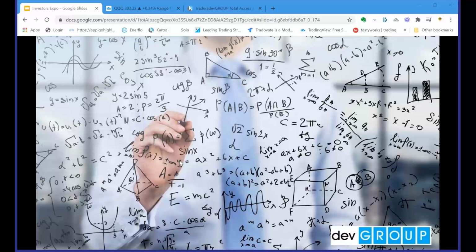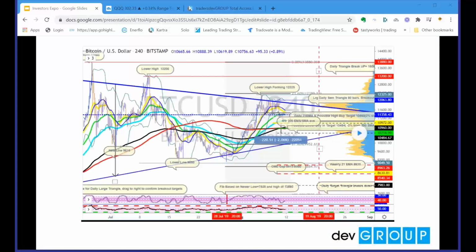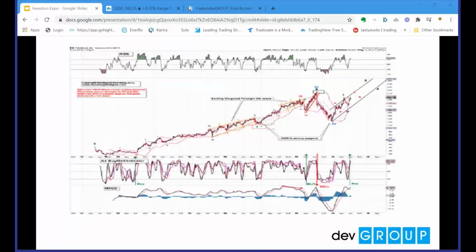And I would say for the first 15 years of my trading career, a lot of my charts looked something like that. So really, my search was a search to get systematized, because I had charts that looked like this. I had charts that looked like this. And by the way, there's nothing wrong with any of this if it's meaningful to you, and if somehow you're able to actually see price and absorb a lot of data at the same time.